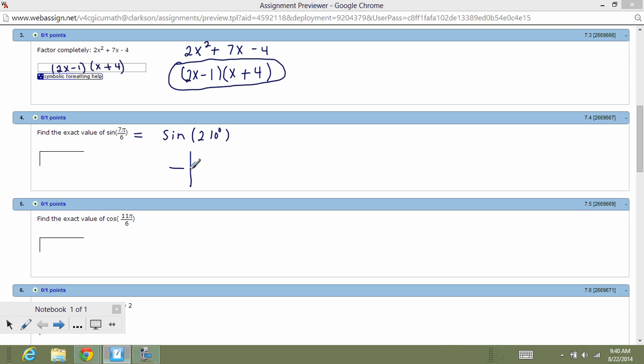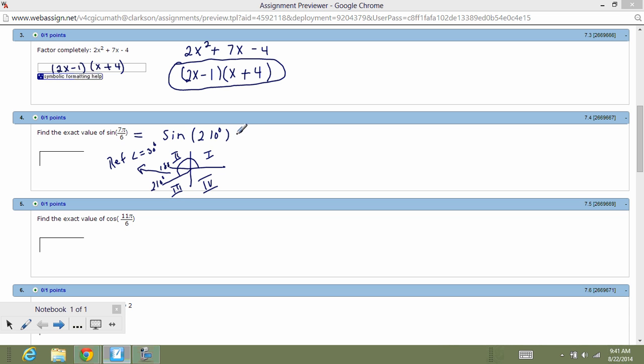If we draw ourselves a little diagram, 210 degrees would have a terminal side in the third quadrant, right? 210 degrees would be about there. This being the first quadrant, second quadrant, third quadrant, and fourth quadrant. And then the reference angle, always measured to the horizontal, for an angle that has a terminal side at 210 degrees is going to be 30 degrees, because the measurement from the horizontal, the 180 degrees, to the 210 is a difference of 30 degrees.